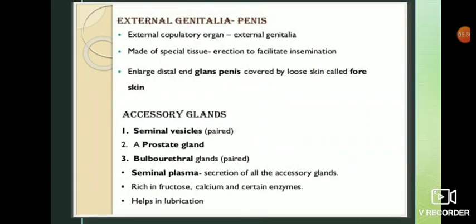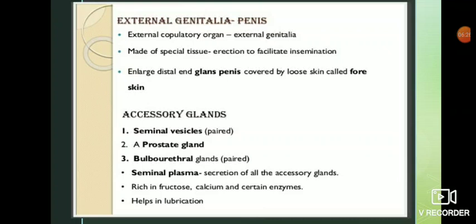Now, external genitalia. The penis is the male external genitalia. It is made up of special tissue that helps in erection of the penis to facilitate insemination. The enlarged end of the penis, called the glans penis, is covered by a loose fold of skin called foreskin.